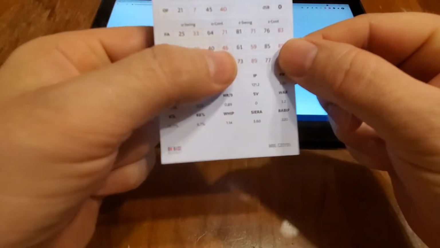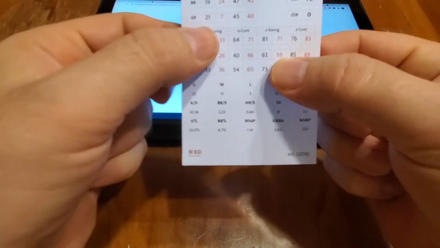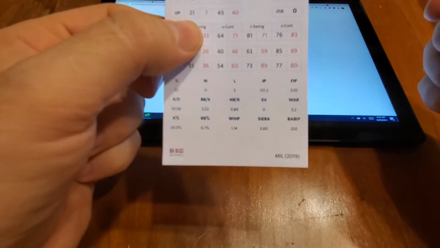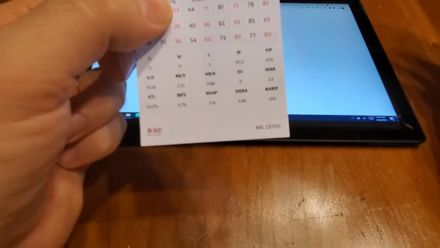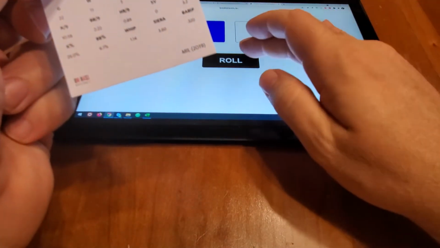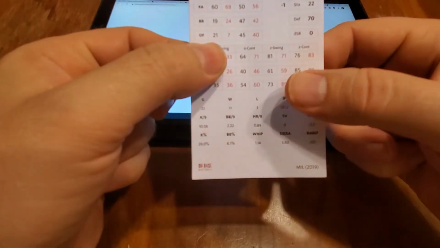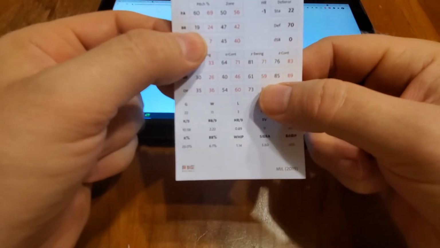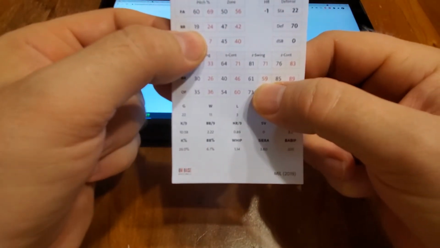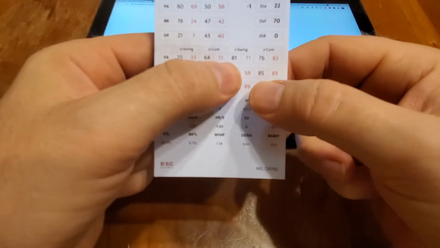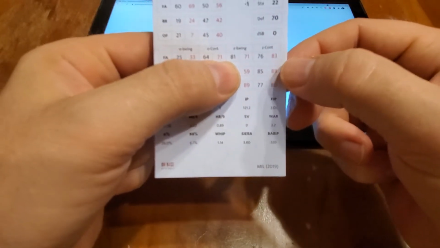The number is 59. If it's 1 to 59, then there's a swing. If it's greater than 59, then there's no swing. So it's a 34. A 34 is less than 59, so there is a swing on the pitch.